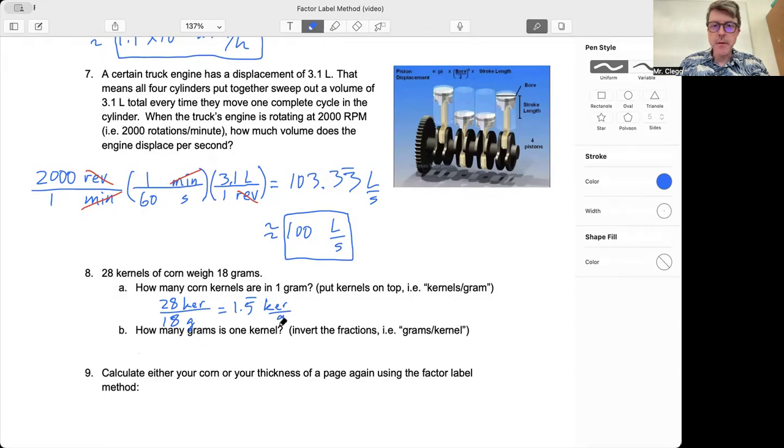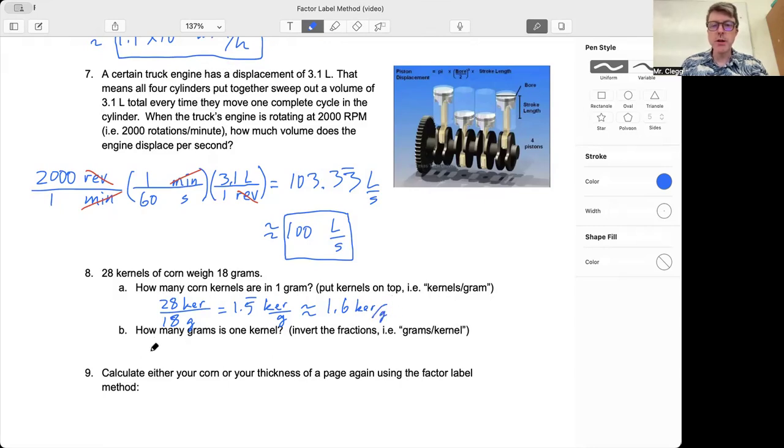Now we can round that, and we always want to round here. It looks like we have two sig figs, so that would round to 1.6 kernels per gram. So we can round to 1.6 kernels per gram.